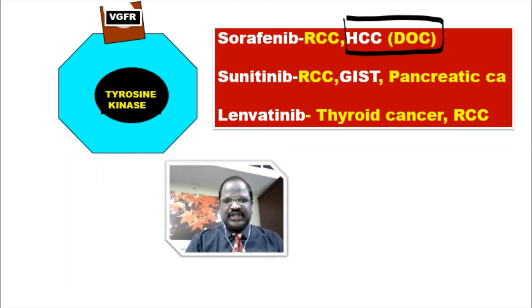Then sunitinib, a VGFR blocker, is useful for RCC, that is renal cell cancer, and also useful for GIST, G-I-S-T. GIST means gastrointestinal stromal tumor, and sunitinib is also useful for pancreatic cancer. Then we have one drug called lenvatinib. Lenvatinib is useful for thyroid cancer as well as renal cell cancer. So you should know what are all the VGFR blocker names.